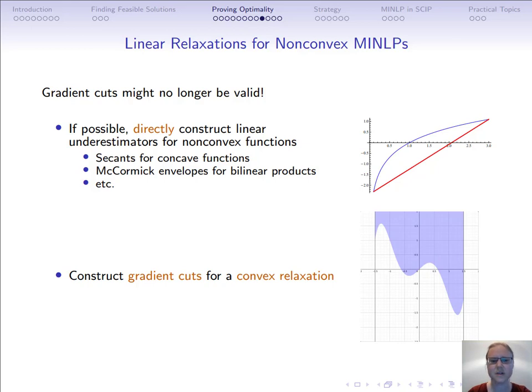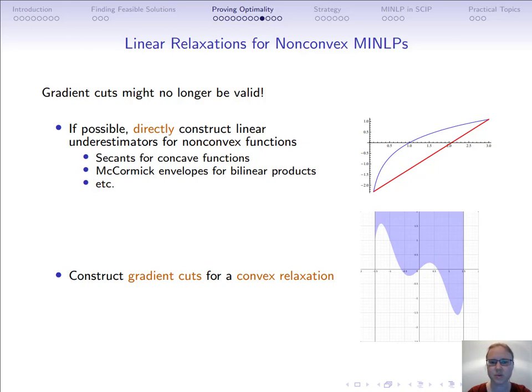Here we can first construct a convex relaxation, which would generally be nonlinear, of the nonconvex function, and for this relaxation we can construct gradient cuts, and they are guaranteed to be valid because they are valid for the convex relaxation. Therefore, they will also hold for the nonconvex set that is contained in this relaxation.